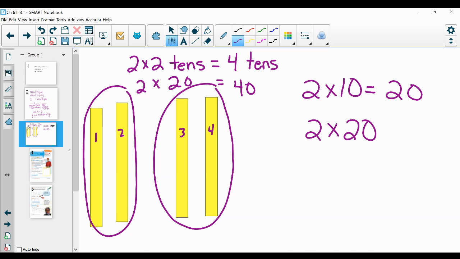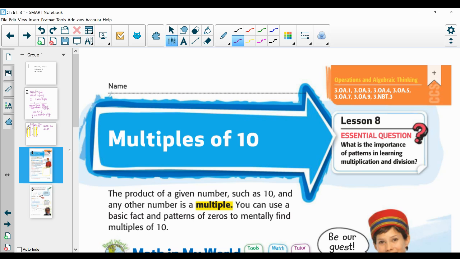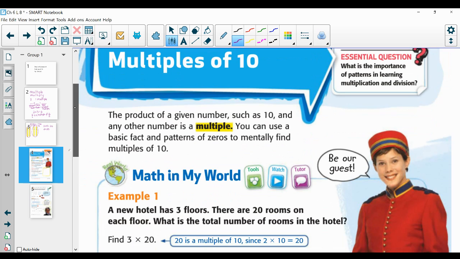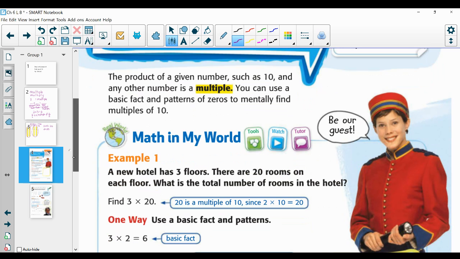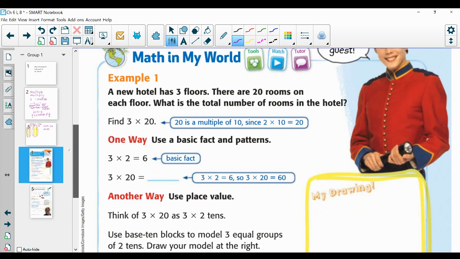All right, so let's get into our actual math pages. We're doing multiples of 10. The product of a given number, such as 10, and another number is a multiple. You can use a basic fact and patterns of zeros to mentally find multiples of 10. Let's look at example number 1. A new hotel has 3 floors. There are 20 rooms on each floor. What is the total number of rooms in the hotel?